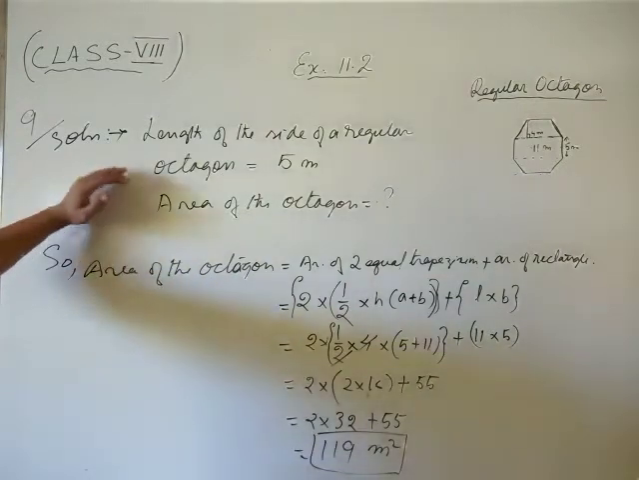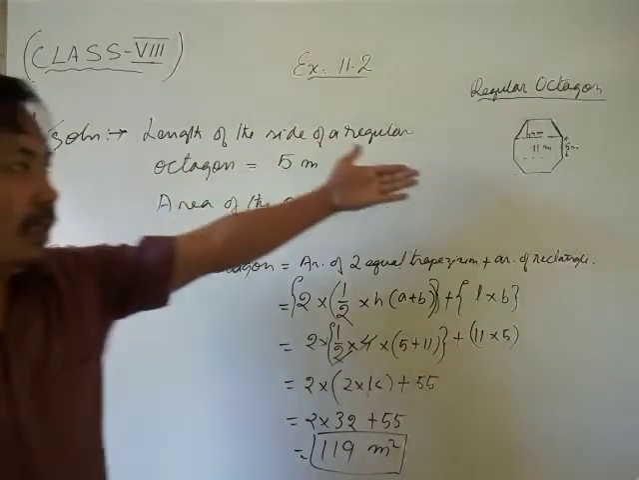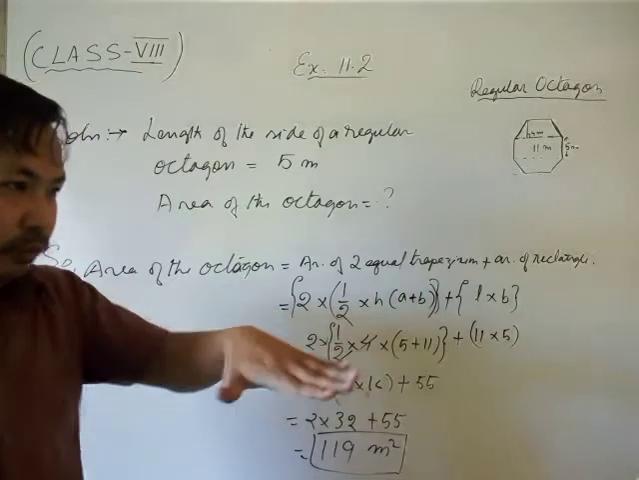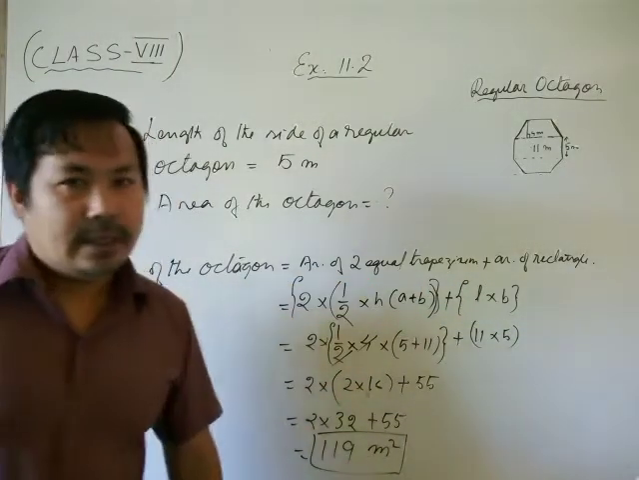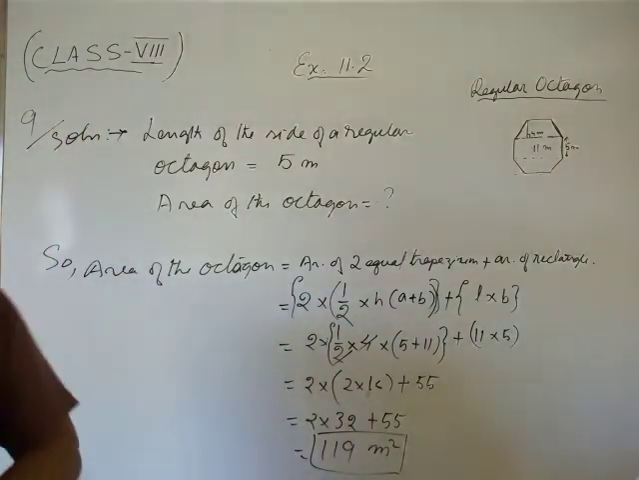Means the area of the octagon. The area of the octagonal shape of the platform. Okay, the top surface of the platform will be 119 meters square. Okay, so this is the answer for question number 9, and let's go to next question.